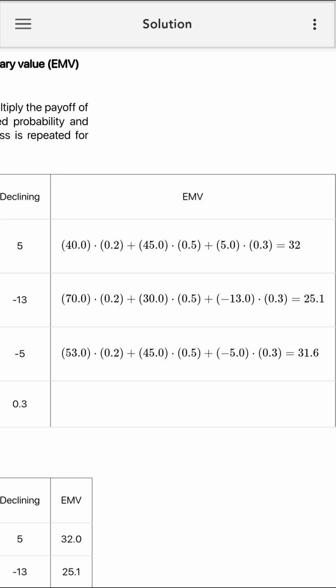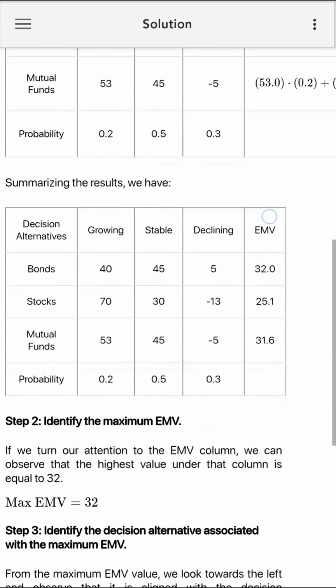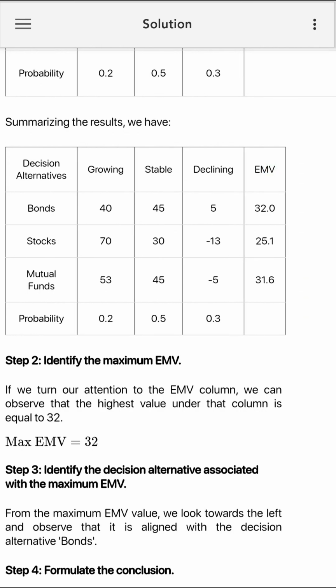We follow the same procedure to calculate the expected monetary value for stocks and mutual fund, which are calculated as 25.1 and 31.6, respectively. Here are the summarized results. In step 2, we identify the highest value in the EMV column. In this case, among the 3 values, 32, 25.1, and 31.6, the maximum EMV is 32.